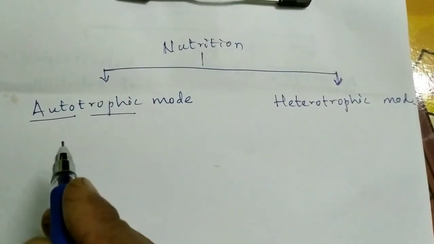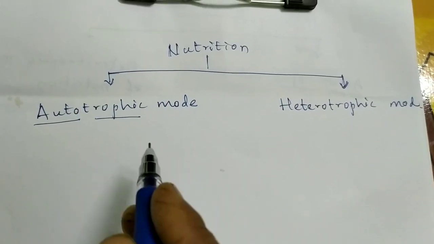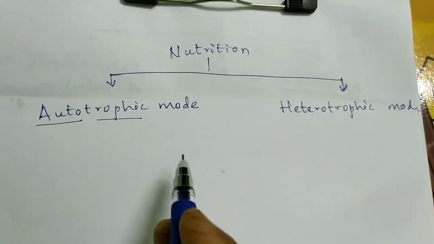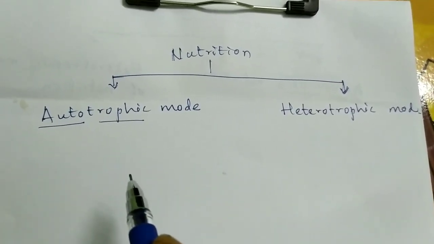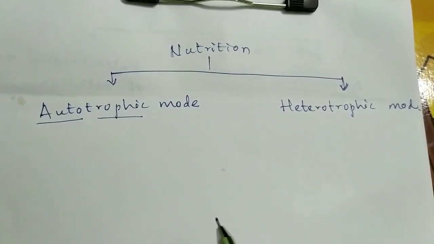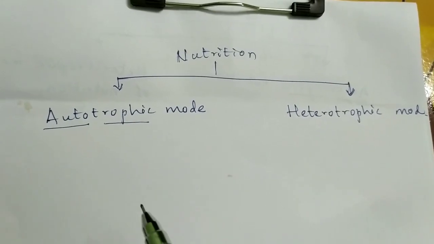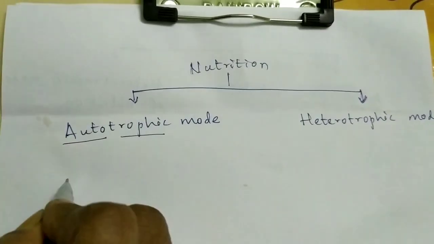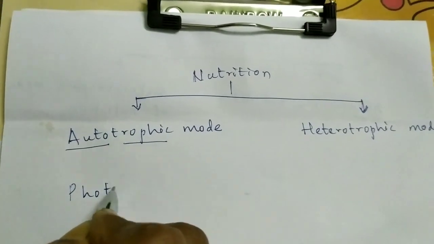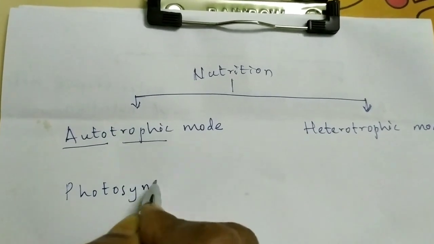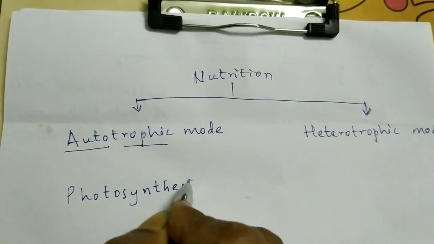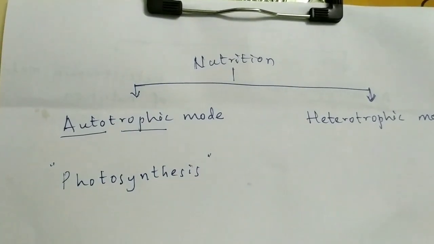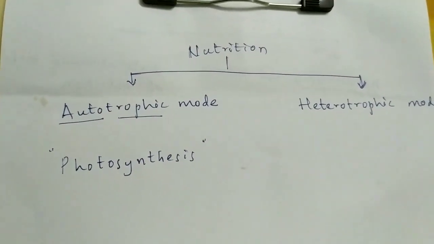So, let us now learn more about the autotrophic mode of nutrition. As we know, in the autotrophic mode of nutrition the organisms can prepare their own food. What is the process by which the organisms can make their food? The process is nothing but photosynthesis. Organisms can make their own food by the process called photosynthesis.